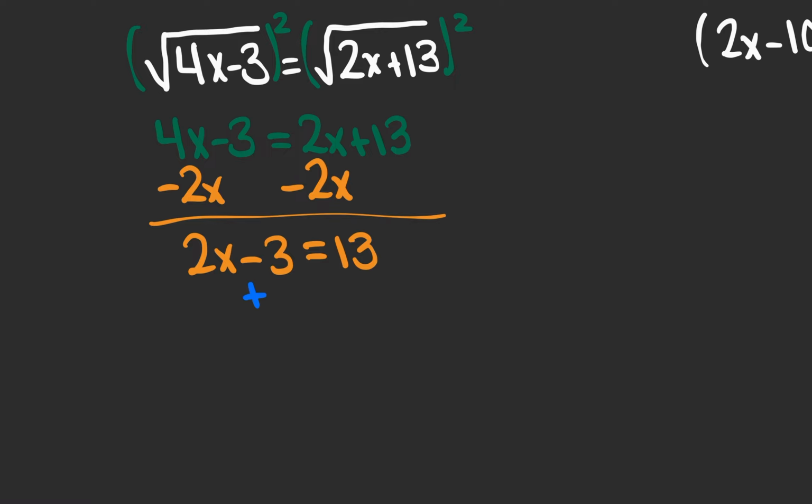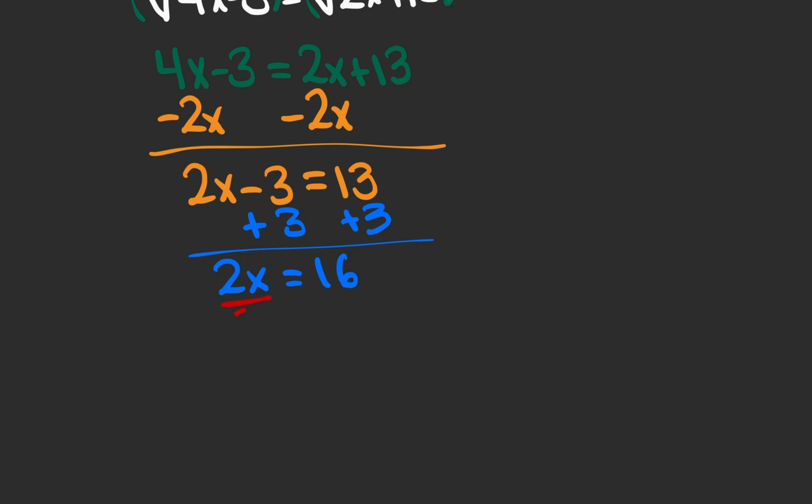I will then add 3 to both sides. This will leave me with 2x is equal to positive 16. Then I will divide both sides by 2. And this will leave me with a final solution of x is equal to positive 8.